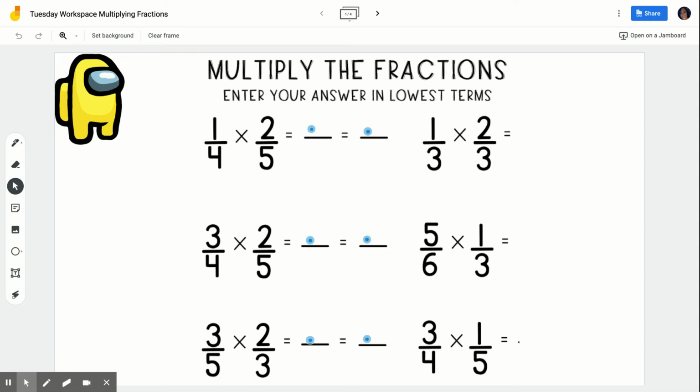Okay, so let's take a look at the easier of the two skills. Like I said, our strategy is multiply straight across the numerator and then straight across the denominator and then simplify. So let's give that a try. Let me grab the red pen here.